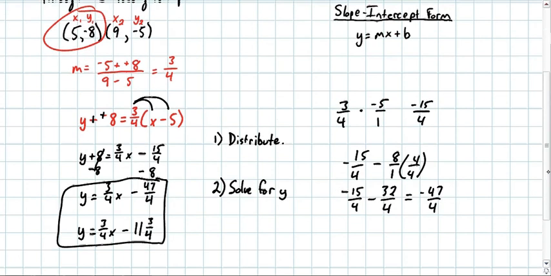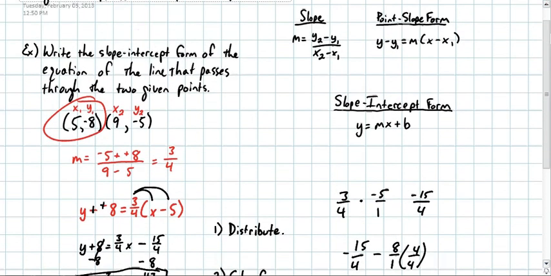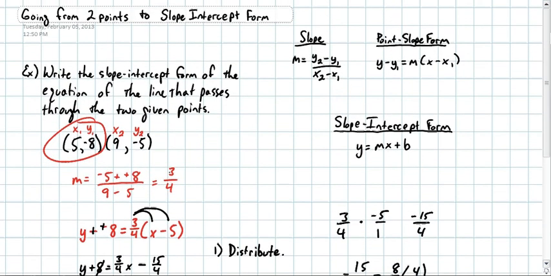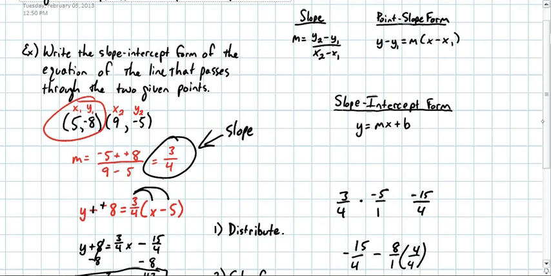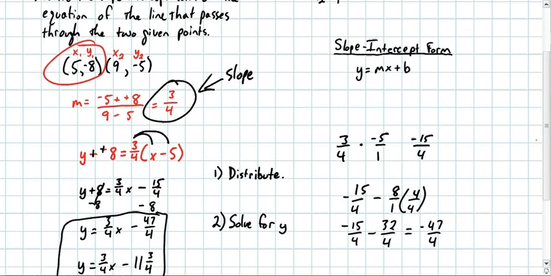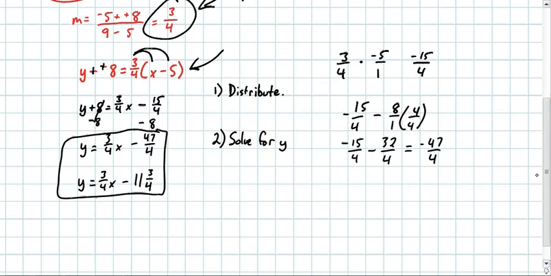So to kind of sum it all up, when we started, we just had 2 points. So the first thing we had to do was find the slope, which is right here. And then from there, we were able to not write it in slope intercept yet. We had to write it in point slope form first. And then from point slope, which is right here, we had to go from point slope to slope intercept, which is what the problem wanted. And that's it.